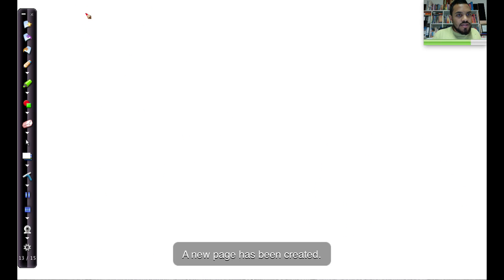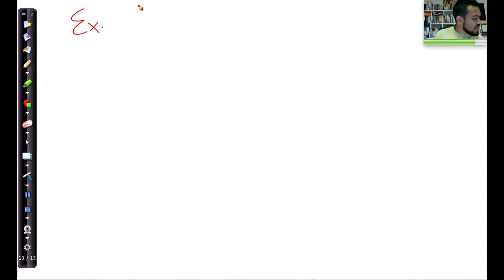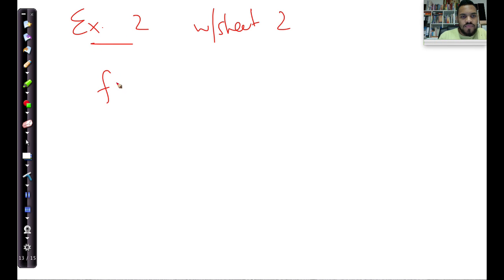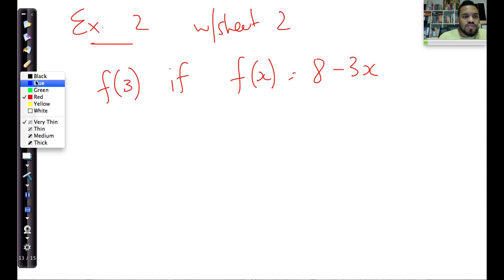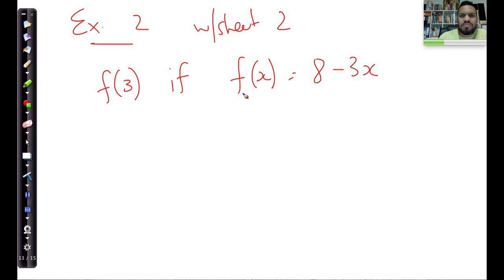Okay, so let's go on to exercise number 2, also on worksheet 2. Now this here speaks about function notation. They're asking you determine f of 3 if f of x is equal to 8 minus 3x. So let's break this down. Let's read it. Let's try and read it in a mathematical sense.